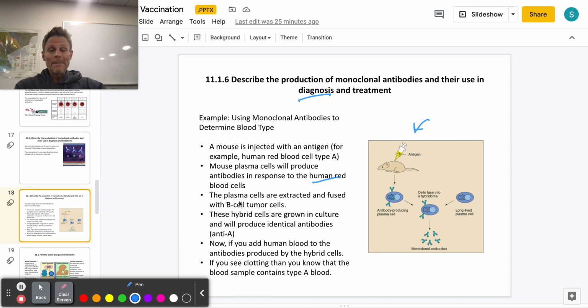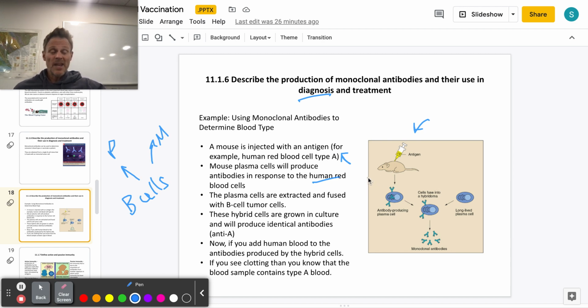Now, remember, we have B cells that can be memory cells or plasma cells. And plasma cells are the ones that make the antibodies. So the mouse is going to start this whole clonal selection process that we talked about to make antibodies specific against blood type A.